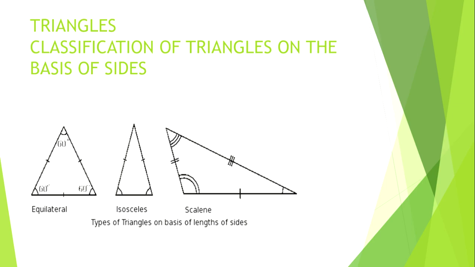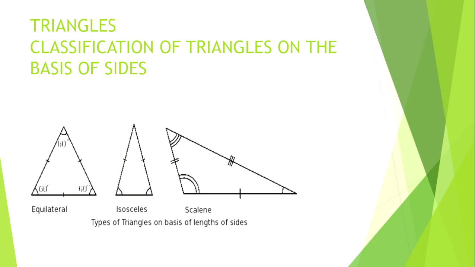In equilateral triangle, each angle measures 60 degree. In isosceles triangle, the angles opposite to the equal sides are also equal. The scalene triangle has no two sides, no two angles equal.